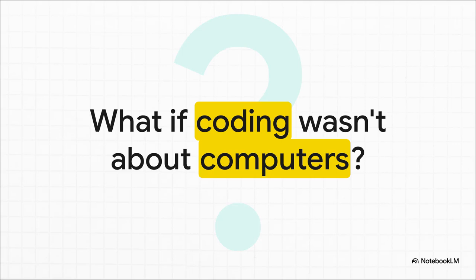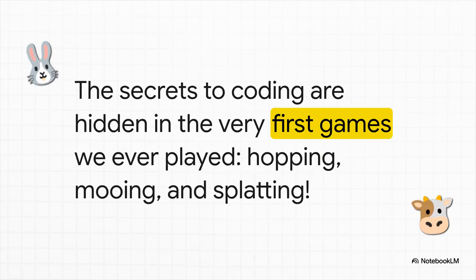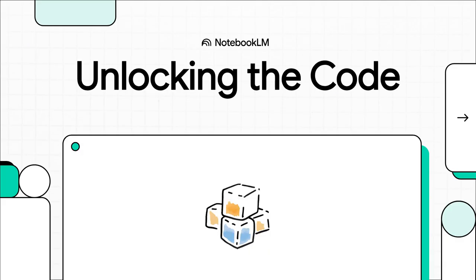Let me ask you a question. What if coding wasn't really about computers at all? Not about screens or keyboards or complex lines of text? What if instead it was all about hopping and mooing and even making a big splat sound? Yeah, some of the very first games we ever played. It might sound a little out there, but it's totally true.